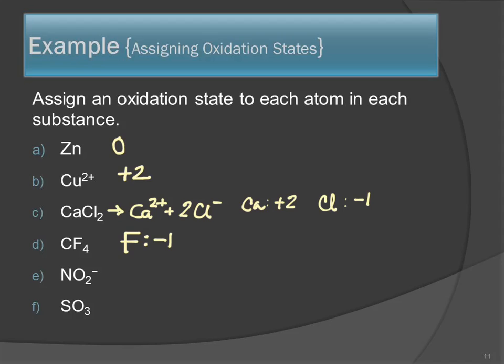How do we figure out what the oxidation state of carbon is? What do all the oxidation states have to add up to? 0. So we've got 4 of these fluorines, right? And 1 carbon. So we have a total of 4 negative in the oxidation numbers from fluorine, and the 1 carbon has to make up for all of it, so the carbon must be +4. So the carbon has an oxidation state of +4.